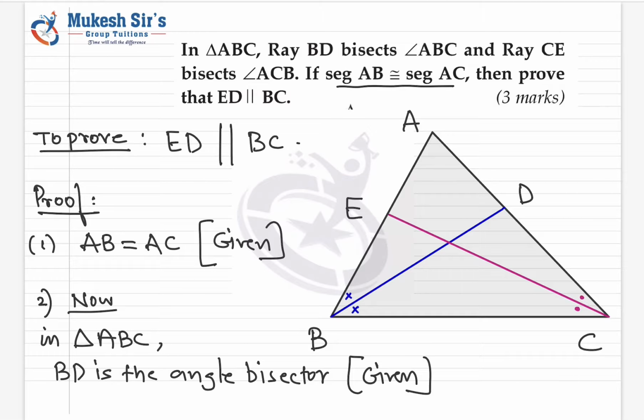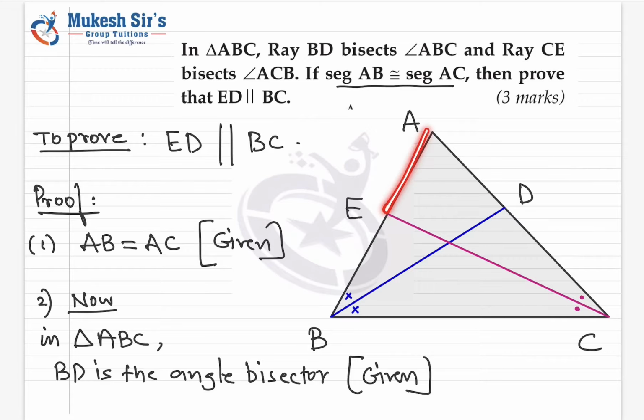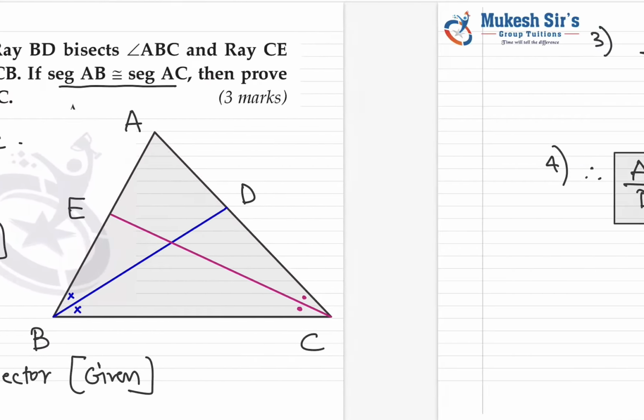Now we take the pink angle bisector. Who's the angle bisector? Second bisector is CE is the bisector. If we use the property here, you get AE upon EB is equal to AC upon BC.